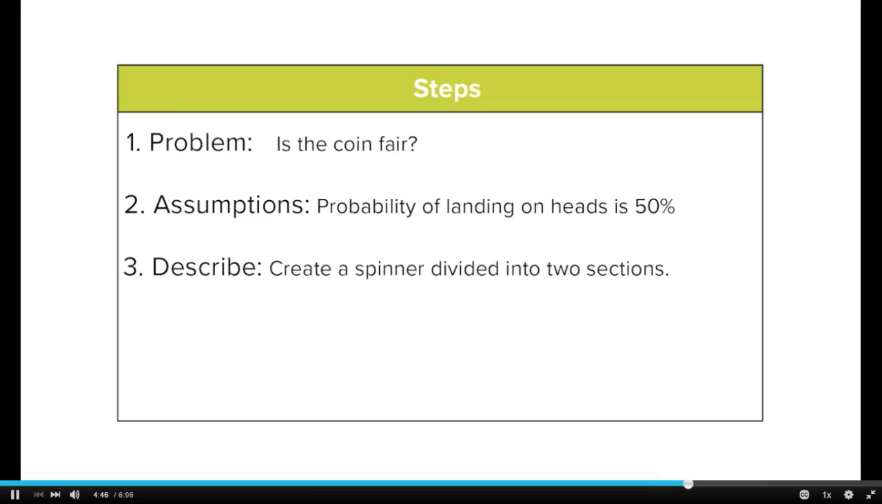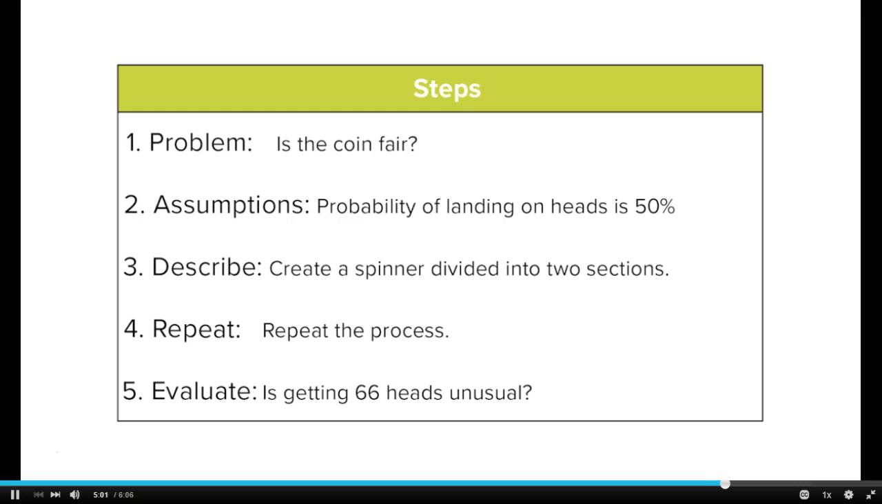Then we describe our simulation. I created a spinner that is divided into 2 sections. Once we have our simulation model, we need to repeat the process. 50 times is a good amount, but the more times you repeat it, the better. Finally, we determine if getting 66 heads is unusual.